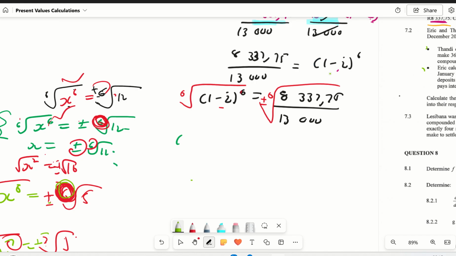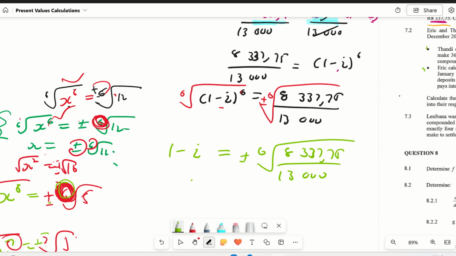So on the left hand side, we will remain with 1 minus i equals this plus minus the sixth root of 8,337.75 over 13,000, like that. Then obviously you can take the 1 to the other side, or you can take the i to the other side so that it becomes a positive, and then take this 1 to the other side. It's going to have 1 minus.